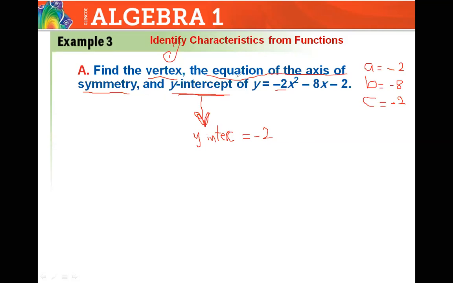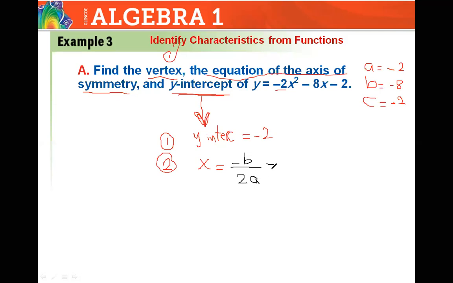Second, Ali, we talk about the equation of the axis of symmetry. Number one, we took the y-intercept. Number two, the equation of the axis of symmetry. It's x equals, can you remember the rule? x equals negative b over 2a. So the rule to get the axis of symmetry is negative b over 2a.